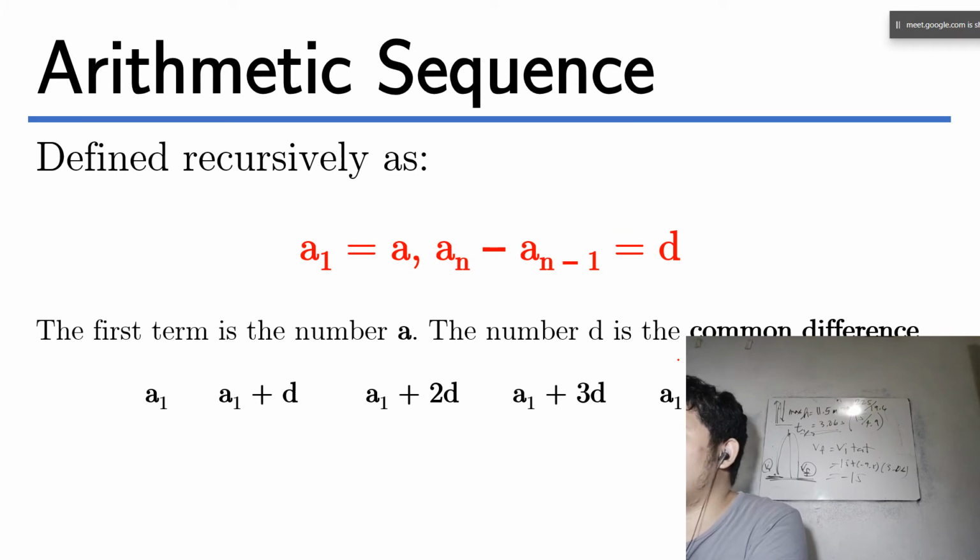Ito, example. Just a further explanation of what it means. Ito yung first term. To get the second term, add d. To get the next term, add 2d. To get the next term, add d ulit. Di ba? You just add the common difference, no?